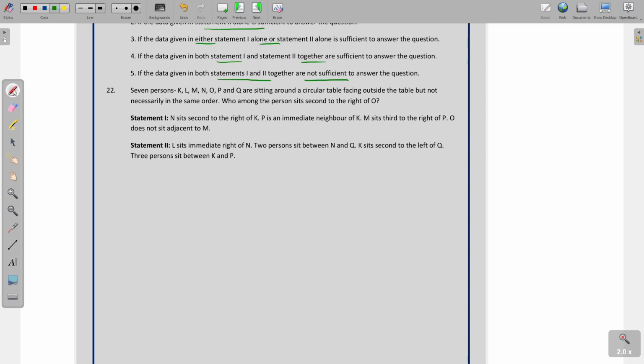7 persons K, L, M, N, O, P and Q are sitting around a circular table facing outside the table, not necessarily in the same order. Who among the following persons sits second to the right of? We need to find this one. So from statement 1, N sits second to the right of K. So here I am going to take 1, 2, 3, 4, 5, 6 and 7. Total 7 persons are there.